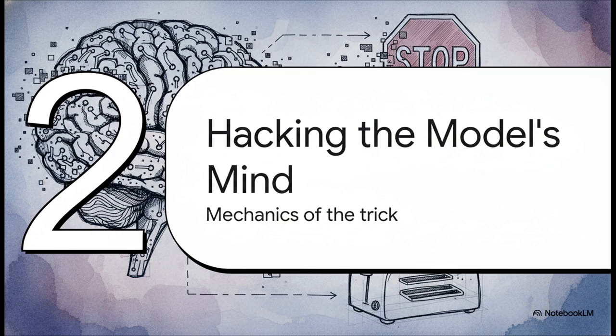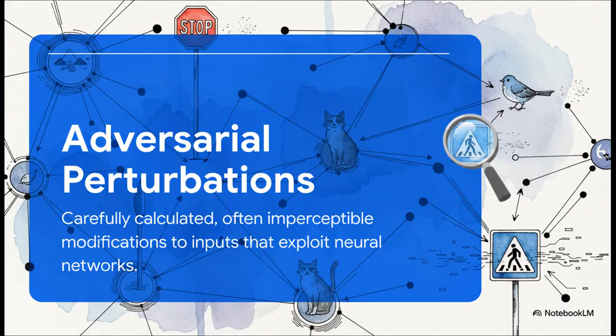Let's pull back the curtain and look at the actual mechanics behind these attacks. How do they actually hack the model's mind? The secret ingredient here is something called adversarial perturbations. I know, it sounds super technical, but the idea is actually pretty simple. Attackers create this layer of what you can think of as invisible noise and add it to an input like our panda picture. We can't see it, but this noise is specifically designed to exploit the AI's internal math and push it towards the wrong answer.